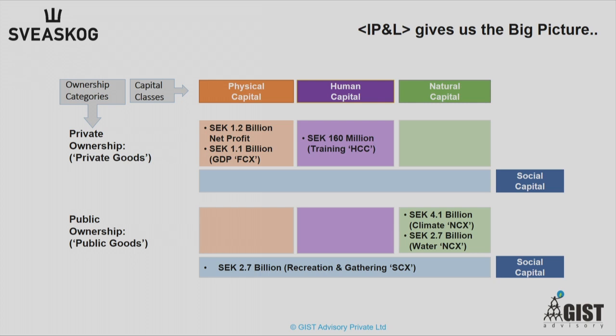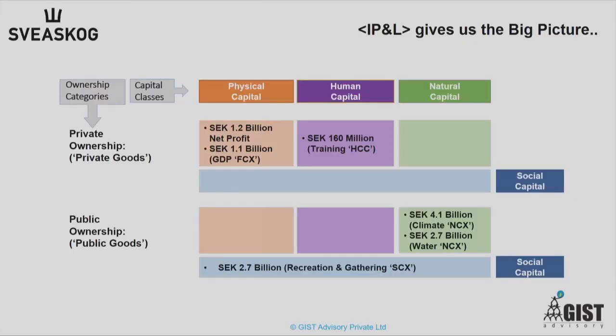Then there are two large components of natural capital, which are public. This is about generating value for the public at large. So these values are 4 billion and 2.7 billion for climate emissions, carbon capture, and water generation. And then there are social values, which is the use of the forest, gathering of lingonberries, and so on, 2.7 billion.